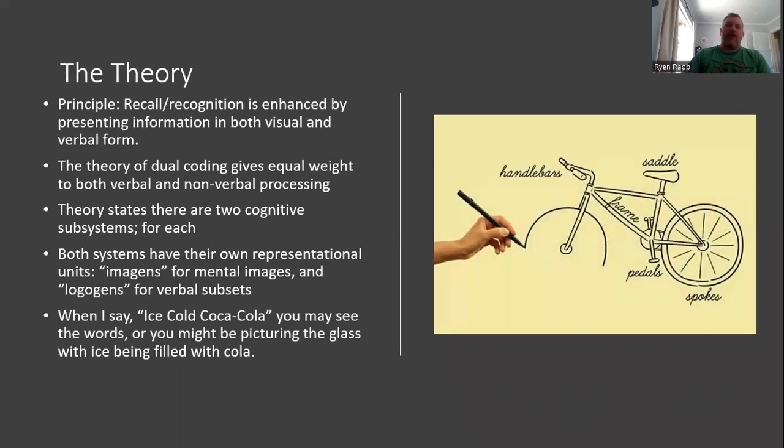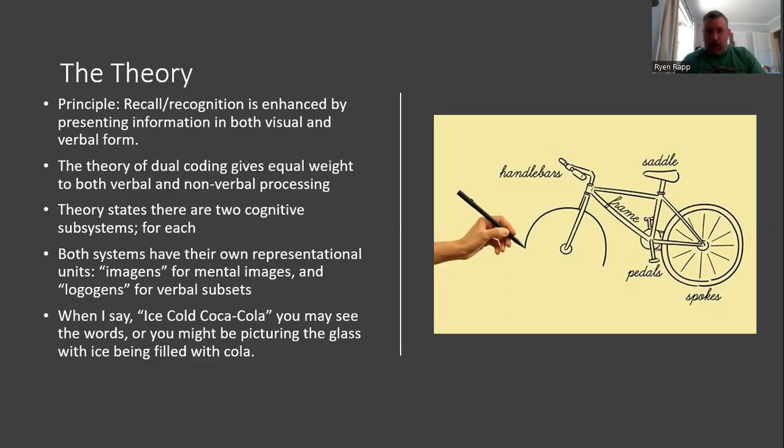So the principle of it all is that our recall, our recognition is enhanced by presenting information in both visual and verbal form. The theory of dual coding gives equal weight to both of those processing mechanisms, which, as we've learned about our cognitive states and our subset systems for cognitive recognition, that there are 2 subsystems for each. Both systems have their own representational units. So imagens, which are for mental images, and logogens for verbal subsets.